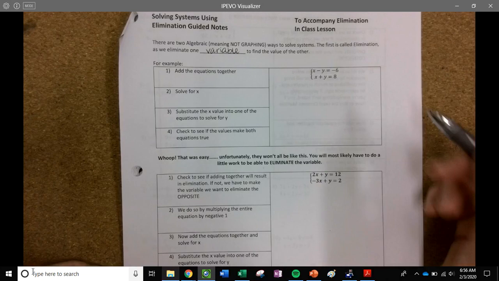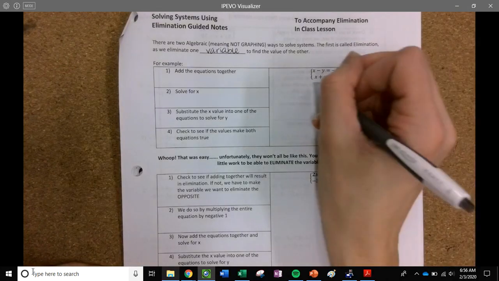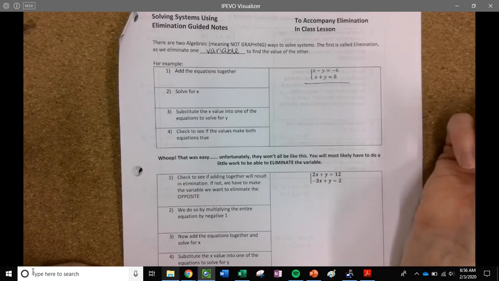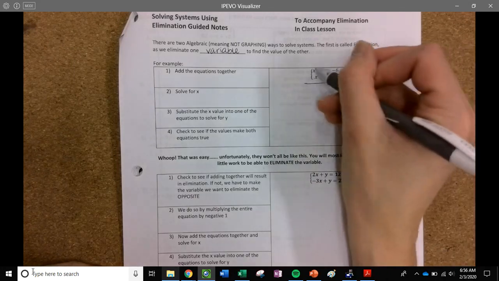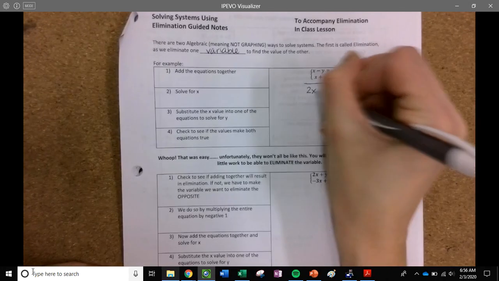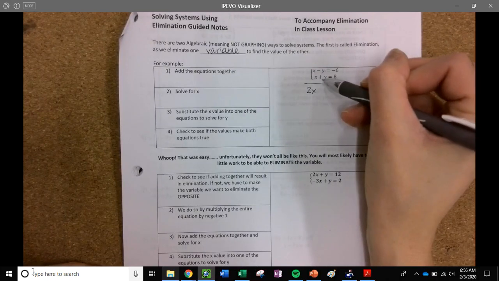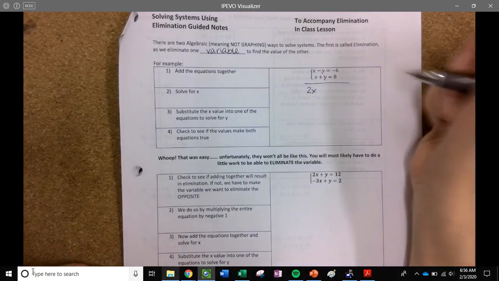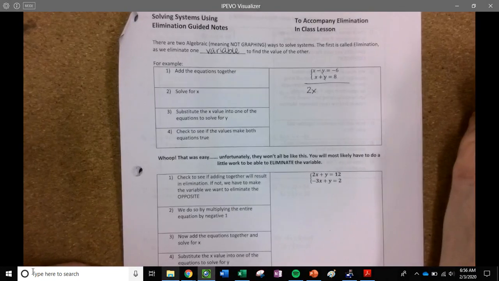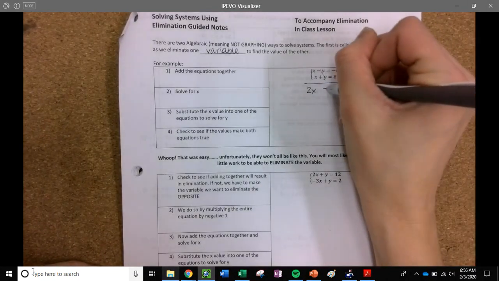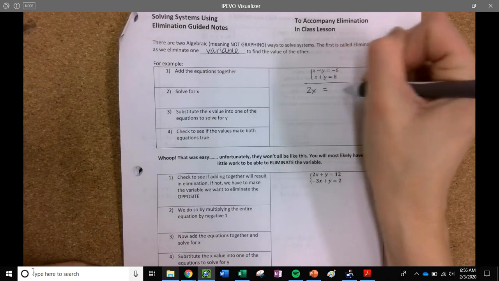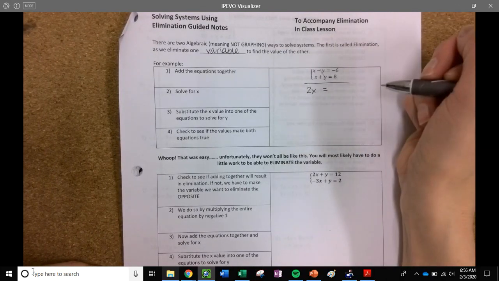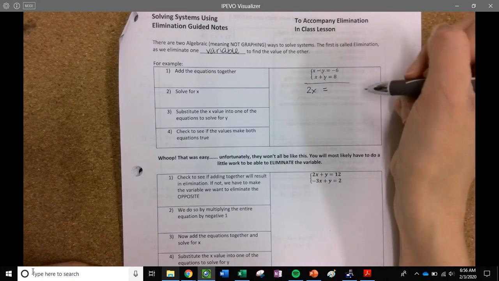Your first step for solving using elimination is to add your equations together. And that's why it's important to have the same coefficients with opposite signs. x plus x gives me 2x. Negative y plus positive y equals 0, right? Those things cancel each other out. They eliminate each other, and that's exactly what we want. I want to only have one variable after I add my equations together. So the y's are eliminated because -1 and +1 cancel each other out.